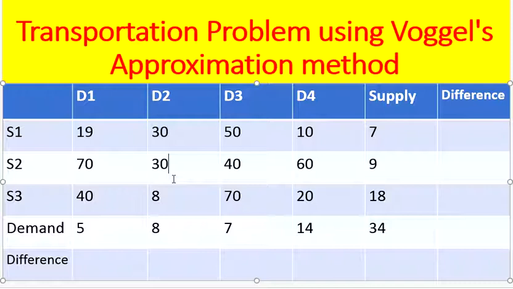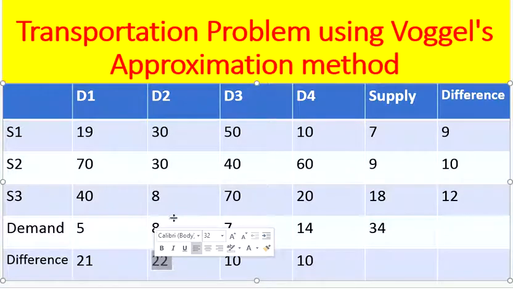Okay, let's start. First we calculate the differences. The first row's difference is 19 minus 10, which is 9, the second row's difference is 10, and the third row's difference is 12. The first column's difference is 21, the second column's is 22, the third column's is 10, and the fourth column's is also 10. So 22 is the greatest difference, and we do the operation there.